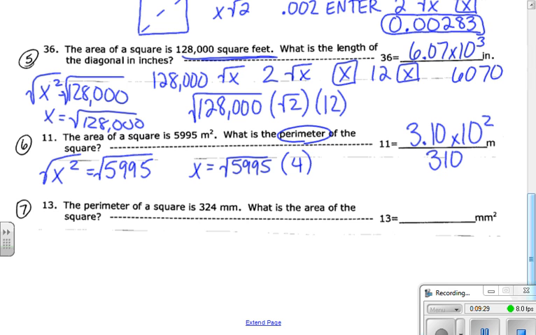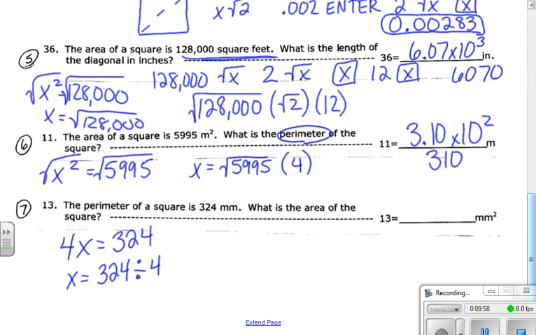The perimeter of a square is 324 millimeters. What is the area of the square? So the perimeter is the distance all the way around, which is 4 times whatever length the side is. And that's equal to 324. And algebraically, in order to undo multiplying by 4, we have to divide by 4. So our side is just 324 divided by 4.